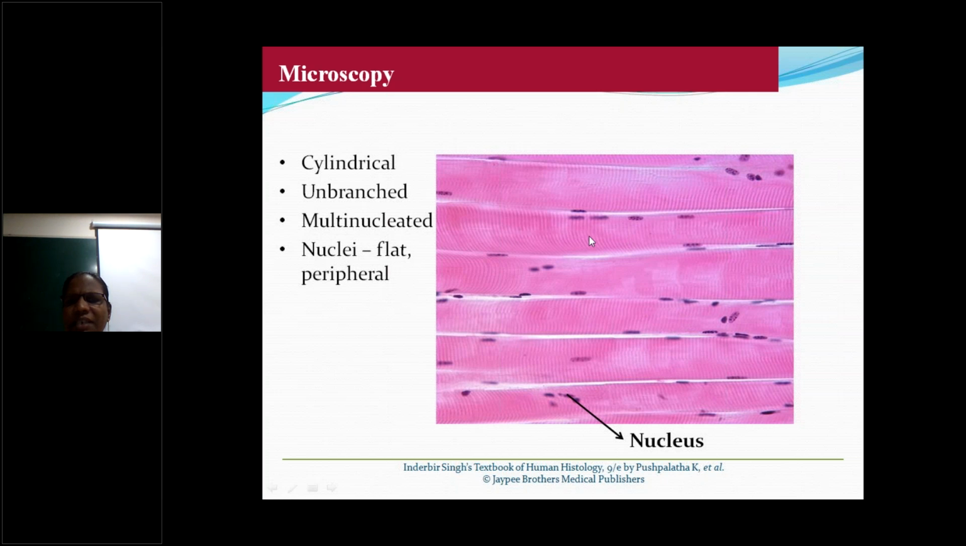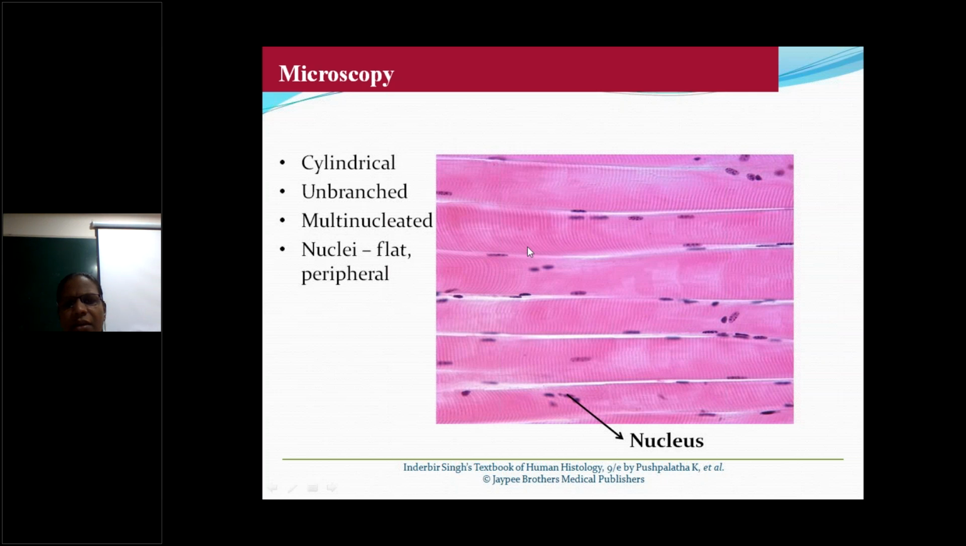The muscle fibers are present in a parallel direction. They are present in the form of long cylindrical appearance in a parallel direction. A number of cross striations are seen. The cross striations we call as A band, I band. And read detail about that. What does the A band contain? What does the I band contain?